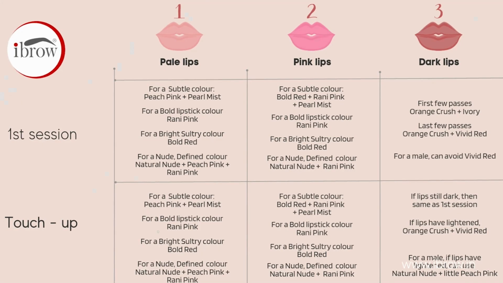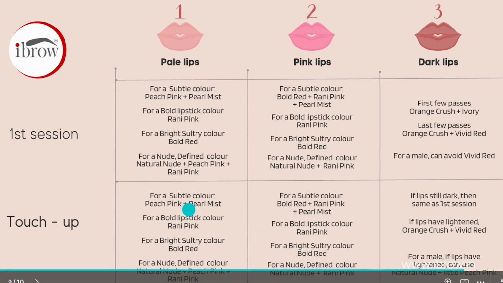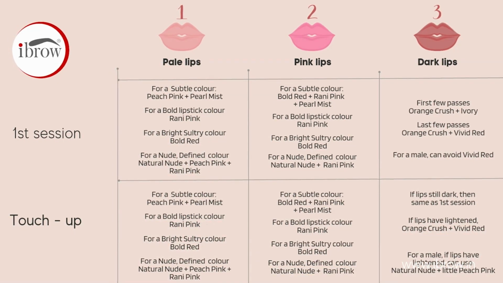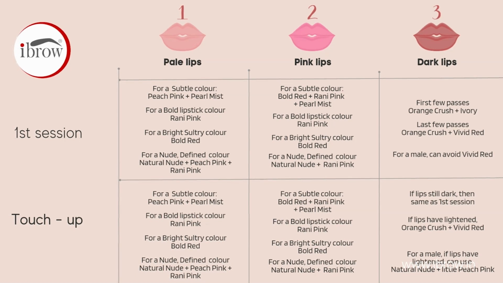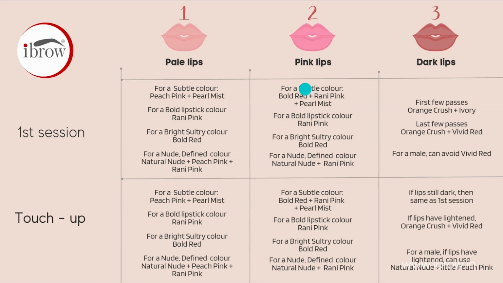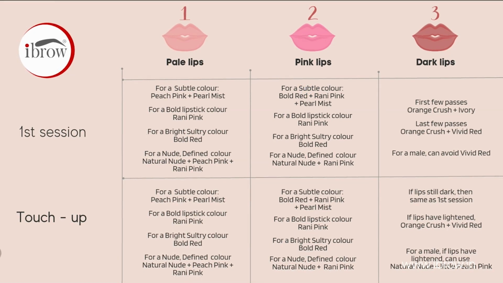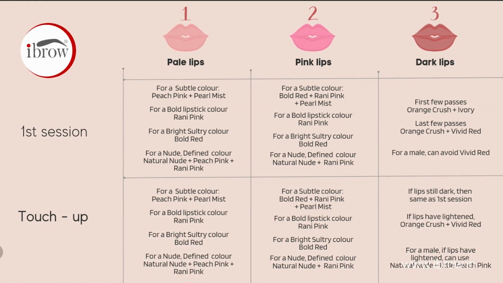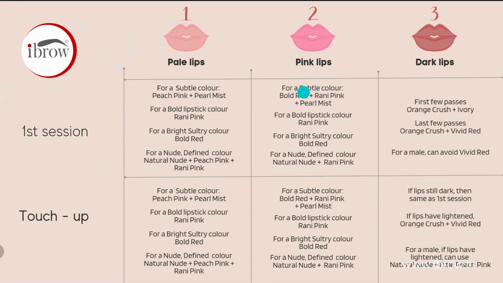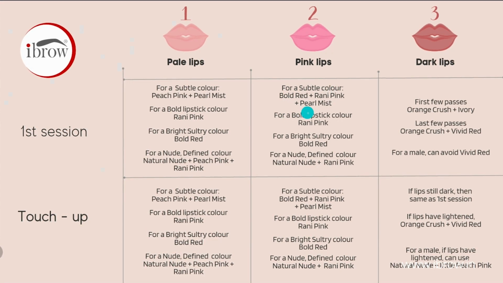For the touch-up session, once again for pale lips, you can use the same colors that you have used in the first session. Now for pink lips, that is type 2 lips, if they want a subtle color, here if we use only peach pink and pearl mist, what we have used in the pale lips, it will not be seen because the lips are already pink. So if they want a little more color, you would have to mix bold red, Rani pink and pearl mist.